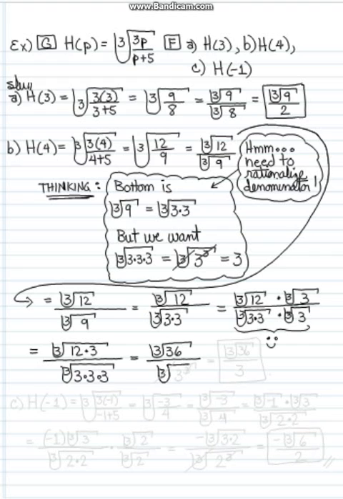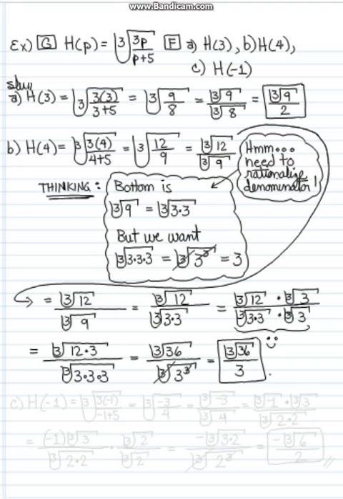And on the bottom, I've got my cube root of 3 cubed, and I can cancel my third power and my third root and get rid of the radical on the bottom. And now I'm very happy because I have cube root of 36 on the top and just a 3 on the bottom. And now, of course, I should have asked myself, can I factor a perfect cube out of 36?